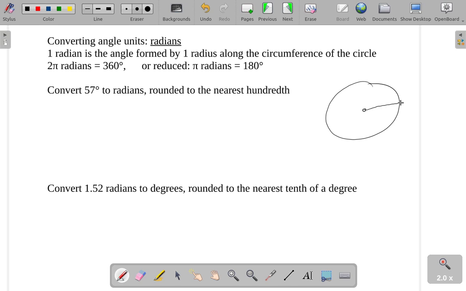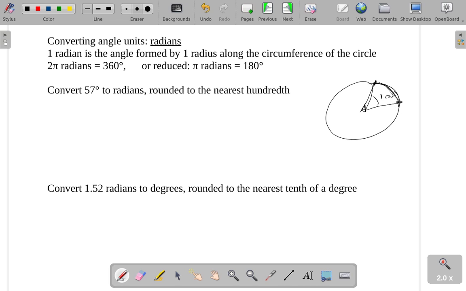a particular radius. Well, this distance, the radius, if I was to take that distance and to lay it out along the circle, I would get to about there. You know, it's going to have to curve, so it's going to be about there. Well, that is 1 radian. This is the distance. This angle formed is 1 radian.